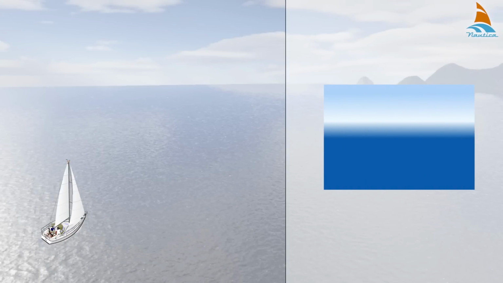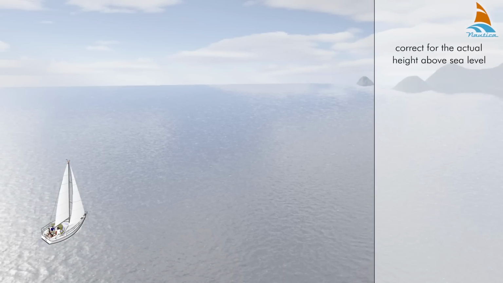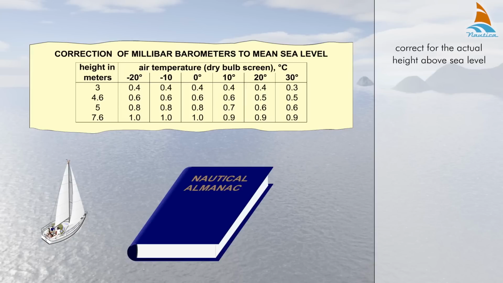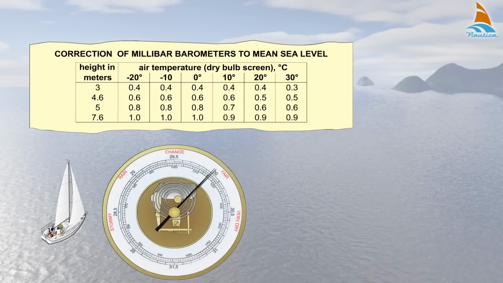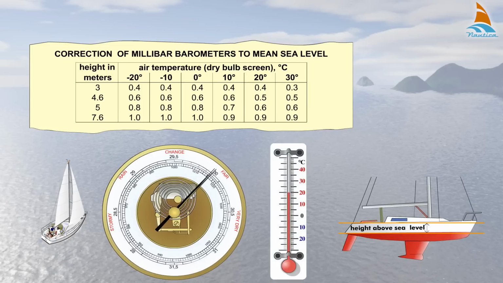Because the air is denser at sea level than at higher altitudes, you must also correct for the actual height above sea level. Use the table Correction of Millibar Barometers to Mean Sea Level for the altitude correction. This table is available in the Nautical Almanacs. Let's look at how to apply the correction. First, note your barometer reading, the air temperature, and your actual height above sea level.